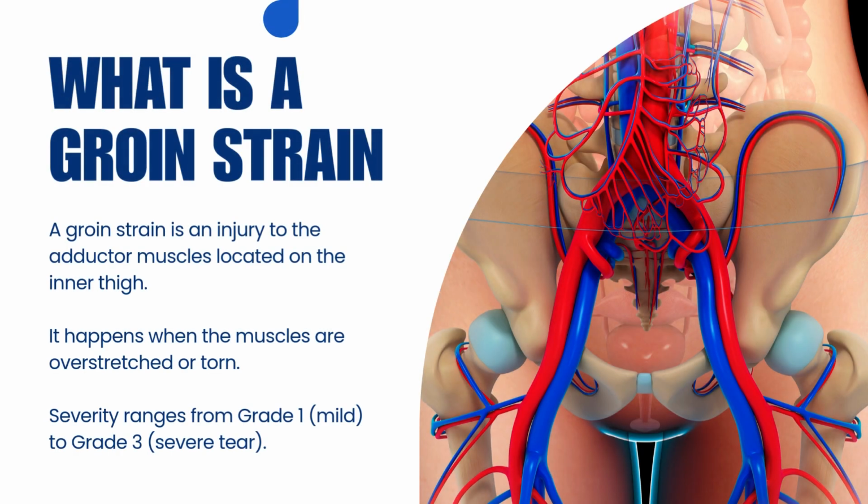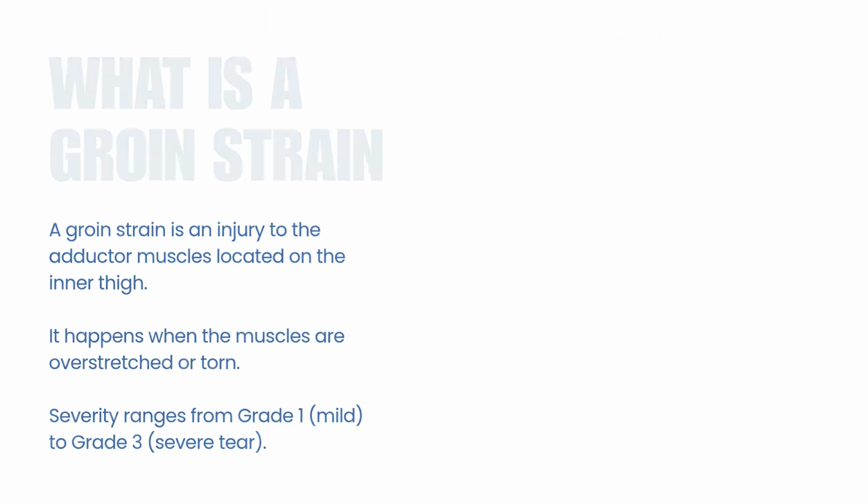Now, let's get started with what is a groin strain. A groin strain is basically an injury of your adductor muscles located on the inner thigh. One of the particular muscles that can be included, and the most problematic of those muscles, is your actual hip flexor. It's not necessarily considered an adductor muscle all the way, but it is one in a sense, and it is one of the muscles that can simulate or have pain very similar to a groin strain. It happens when your muscles are overstretched, torn, overused, or strained. The severity ranges from grade 1 to 3.